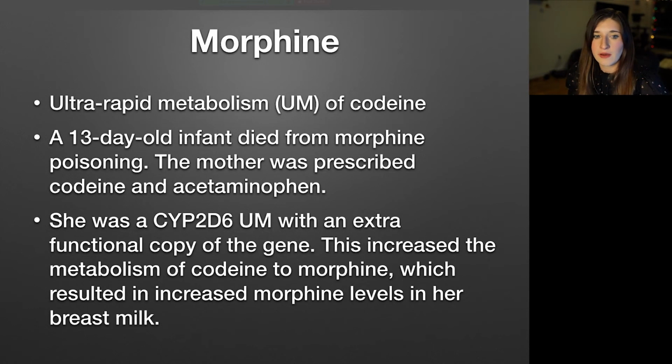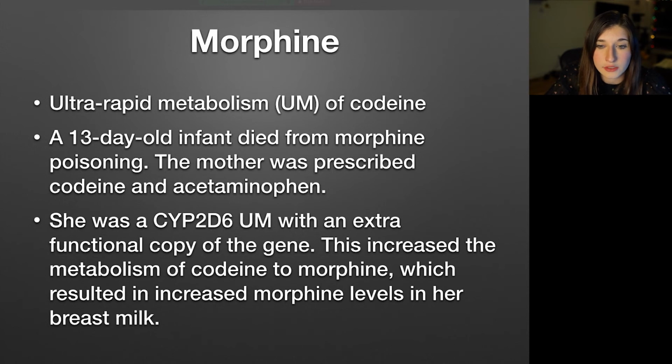So I'm going to talk to you about a few case studies where people had genetic polymorphisms in their CYP genes, and what the impact of that was for them. To start, we're going to talk about morphine. So someone who was an ultra rapid metabolizer of codeine. Remember before that slide where we were seeing that codeine is metabolized into morphine. So this woman was an ultra rapid metabolizer for codeine. They didn't know it. And she was prescribed codeine after she had given birth to her child, and she was breastfeeding the child at the time.